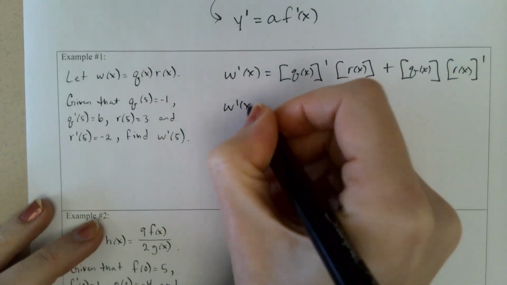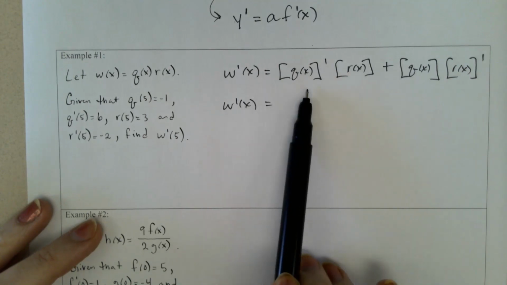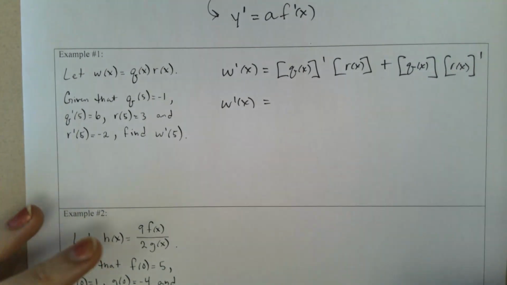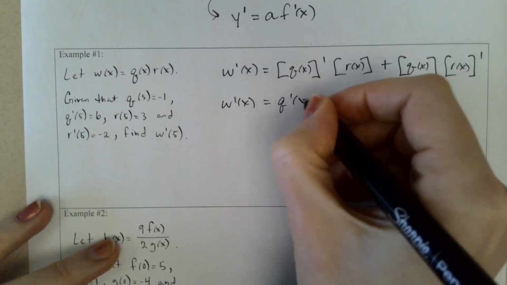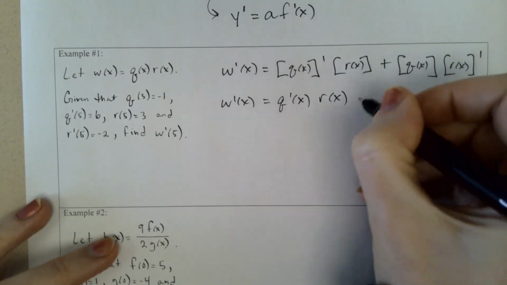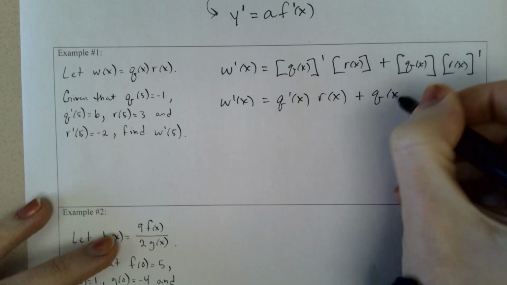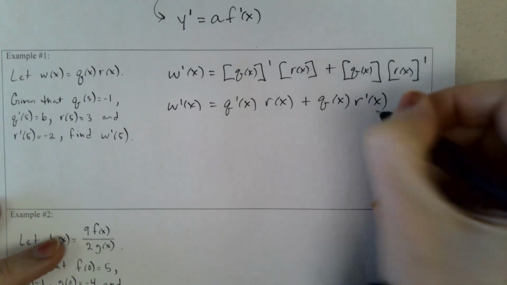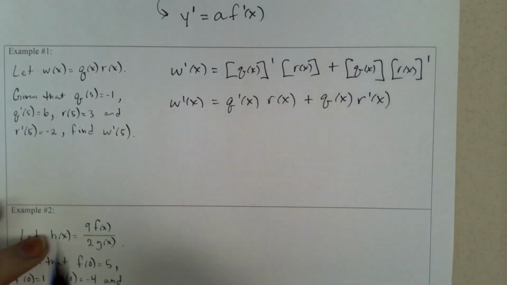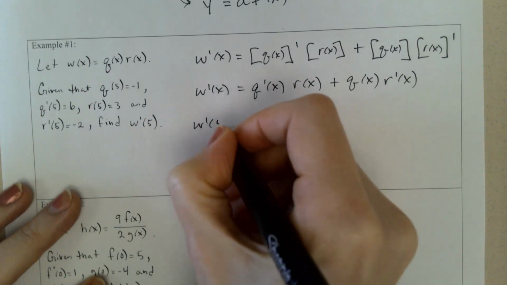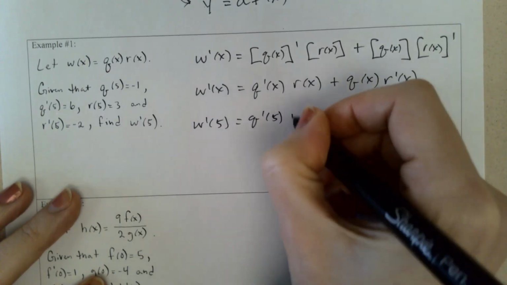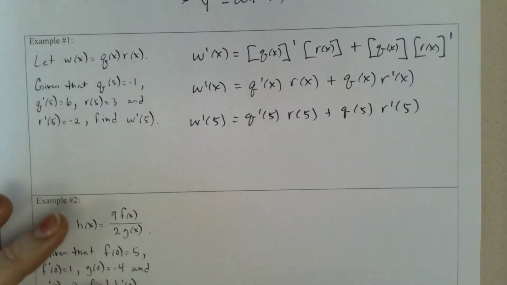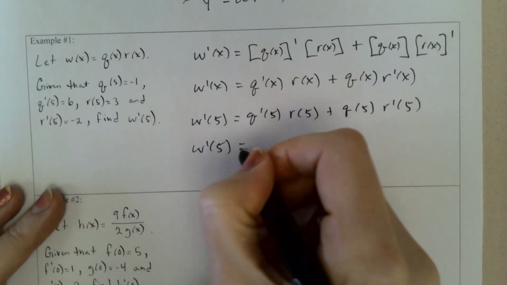So w prime of x, well, guys, what's the derivative of q? Remember, we don't know what q is. So how do we represent the derivative of q? It's just q prime of x. This r of x just comes down, plus q of x just comes down. How do you represent the derivative of r of x? R prime of x. All right, so that's w prime of x. We want w prime of 5, so you're just plugging 5 in for the x's, okay?